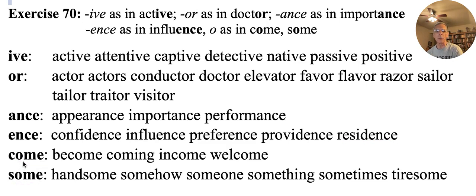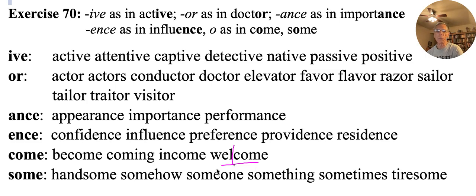Now here we have, these last two are actually words, not just endings. We have come. So you can see this is the short U sound, not the short O sound. Come. And the next word is become. And that E there does not make that O long. It's not become, it's become. And then we have coming. Are you coming to the party? Income. What is your income? How much money do you make? And finally, you have welcome.